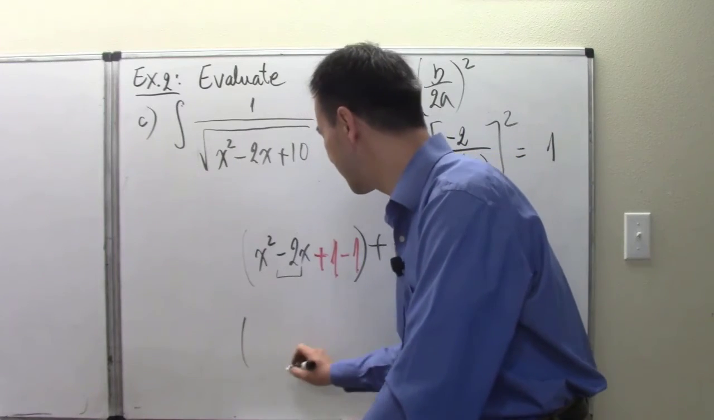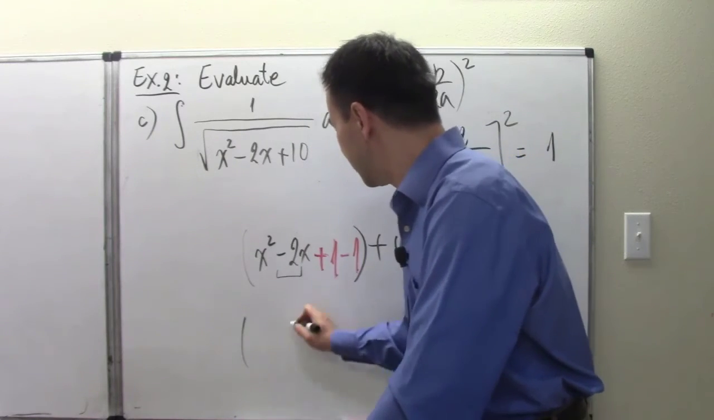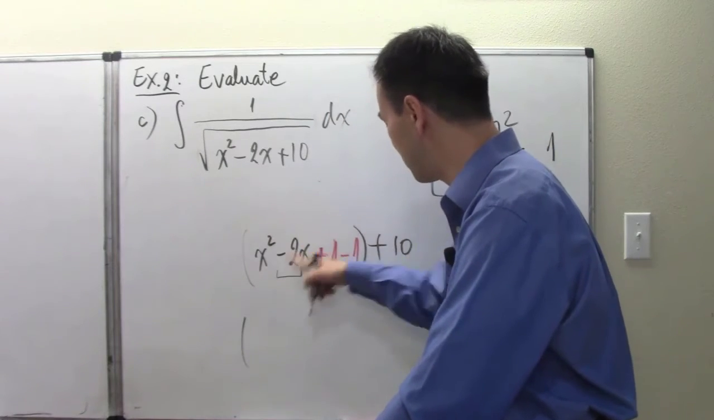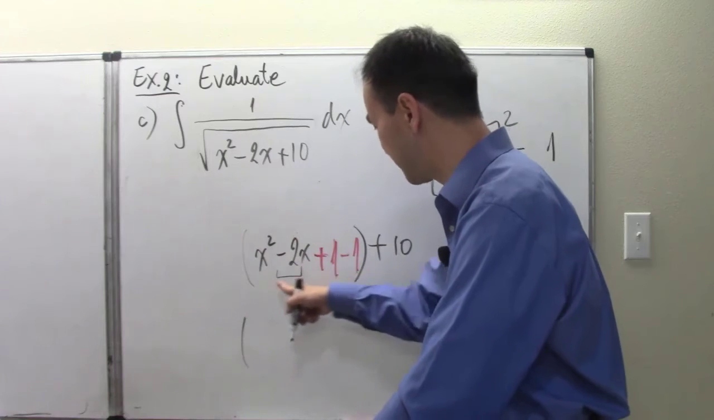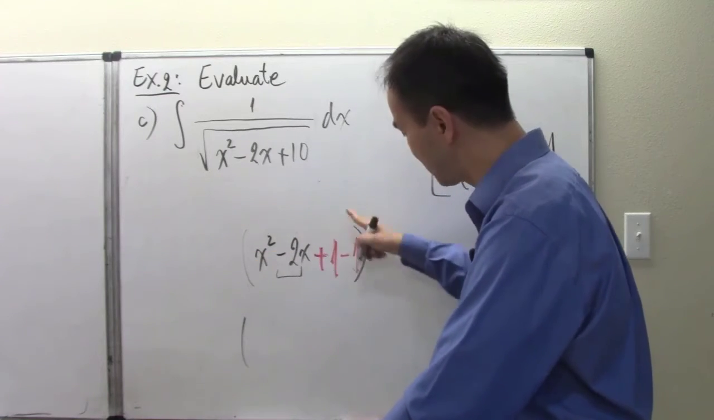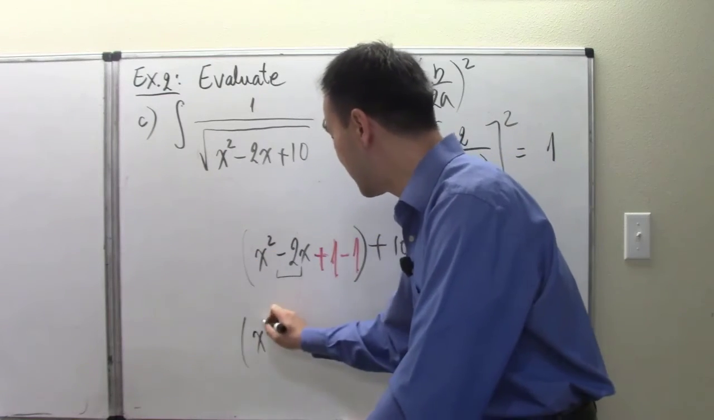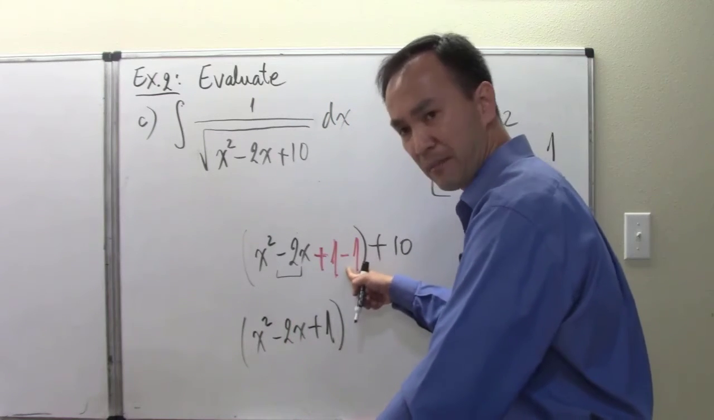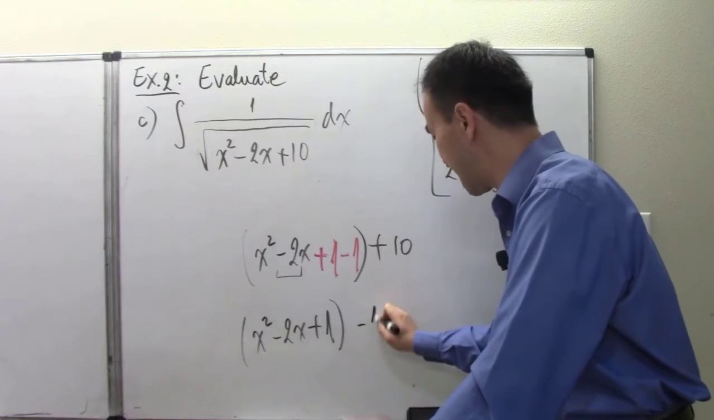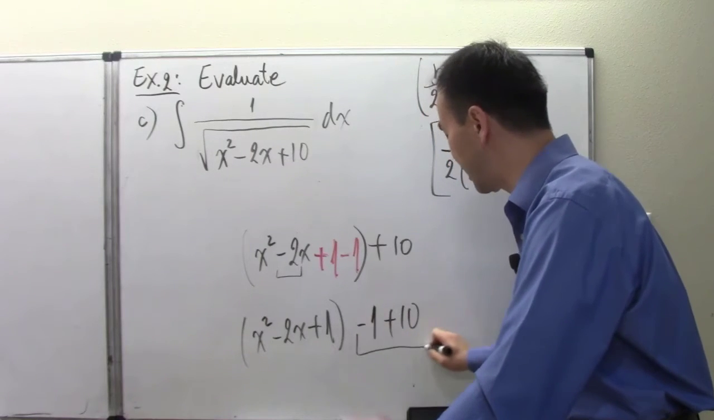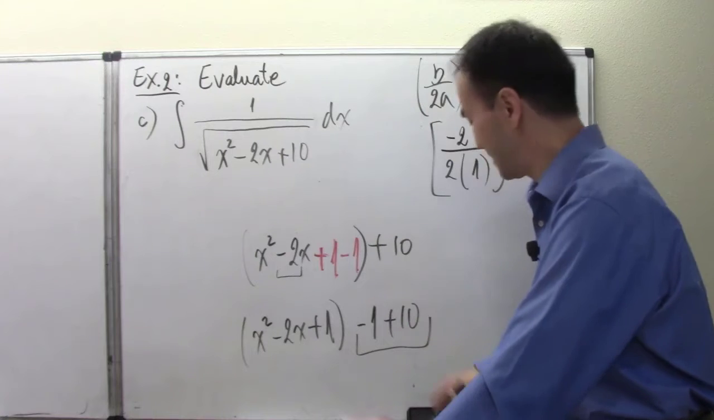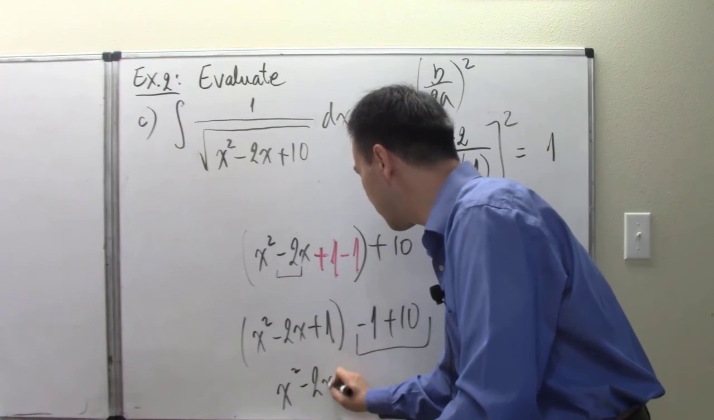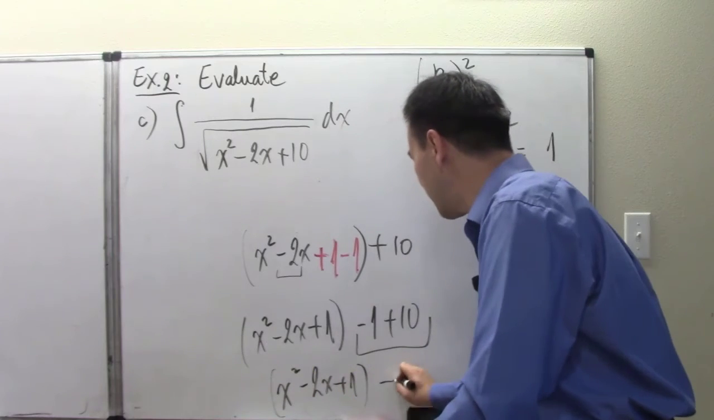And so now, here's how I'm seeing this. I'm going to bring that negative 1 outside. So my parentheses is now going to regroup. I'm going to regroup as follows: x squared minus 2x together with that plus 1 is now one group. I'm leaving that minus 1 outside. So that minus 1 together with the 10 become a different constant. Now I'm looking at x squared minus 2x plus 1 as one group, but plus 9.